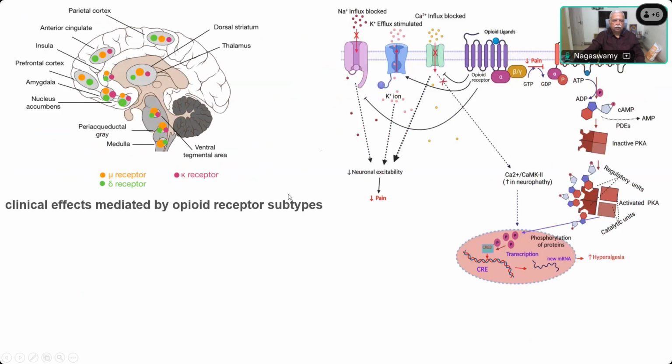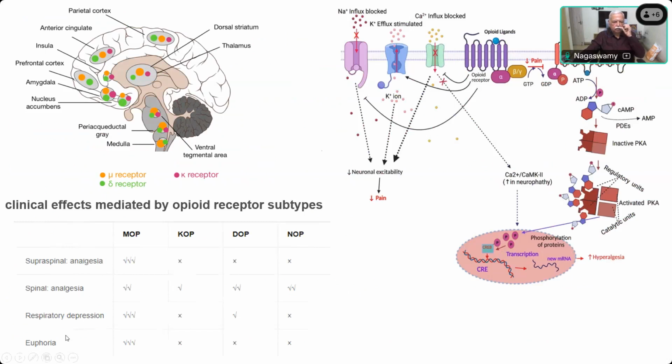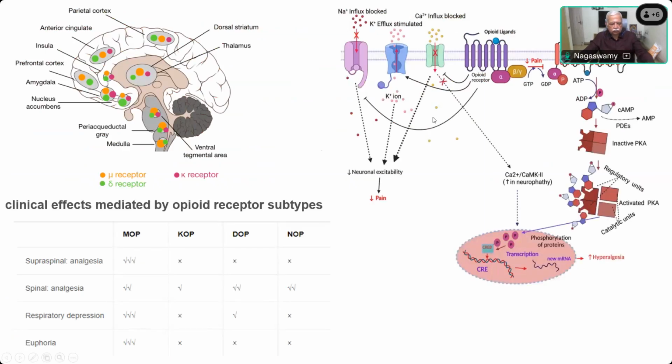And clinical effects mediated by opioid receptors are supraspinal analgesia, spinal analgesia, respiratory depression, and euphoria. They are present mostly with MOP. So the mu receptors are responsible for supraspinal analgesia and spinal analgesia. And the respiratory depression is maximum with mu receptors only. So these are the points I thought will be useful to describe the opioid receptors.